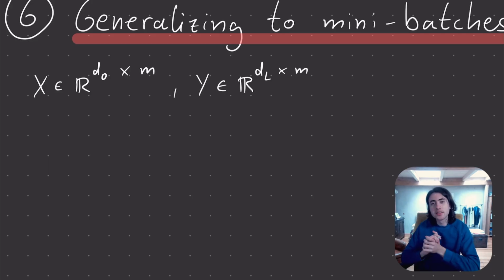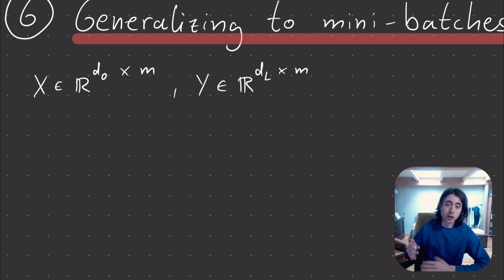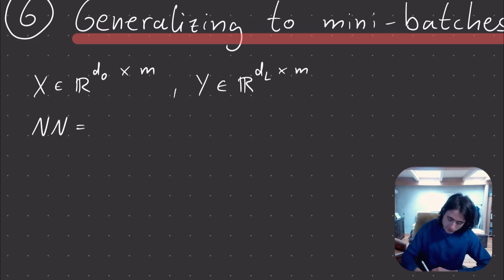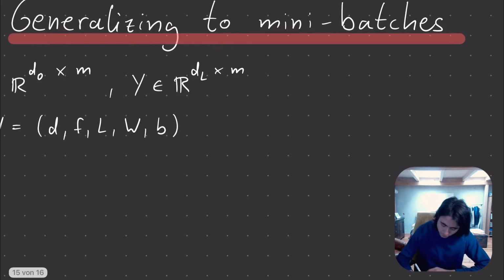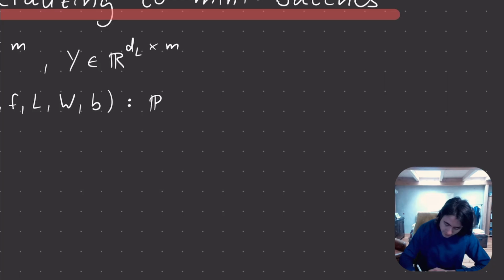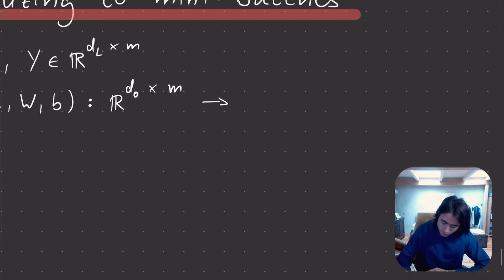And now we can extend the definition of our neural network, because now we want to make the definition such that we can pass in matrices of an arbitrary dimension. So neural net is still the tuple of dimensions, functions, a layer size, a list of weights and a list of biases. I don't remember the exact order, but this is all the parts we need. And this is now a function, so instead of being a function from d0, it's a function from the space of matrices d0 cross m onto the output space, dL cross m.